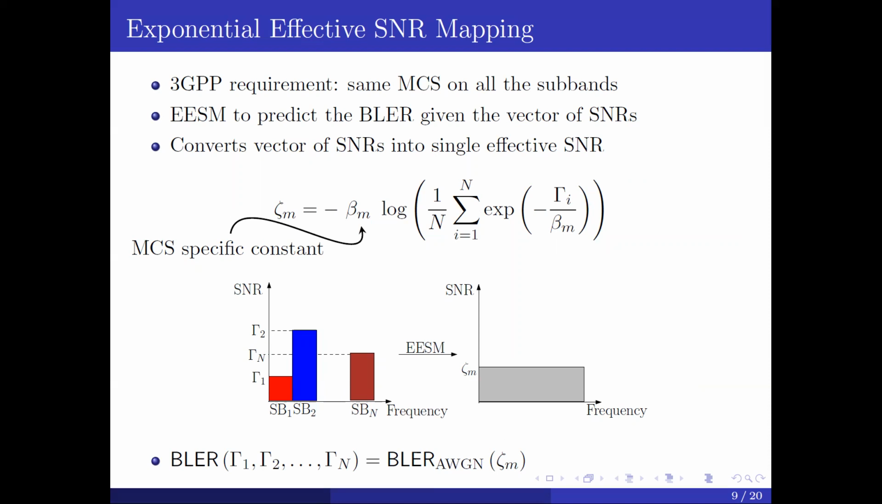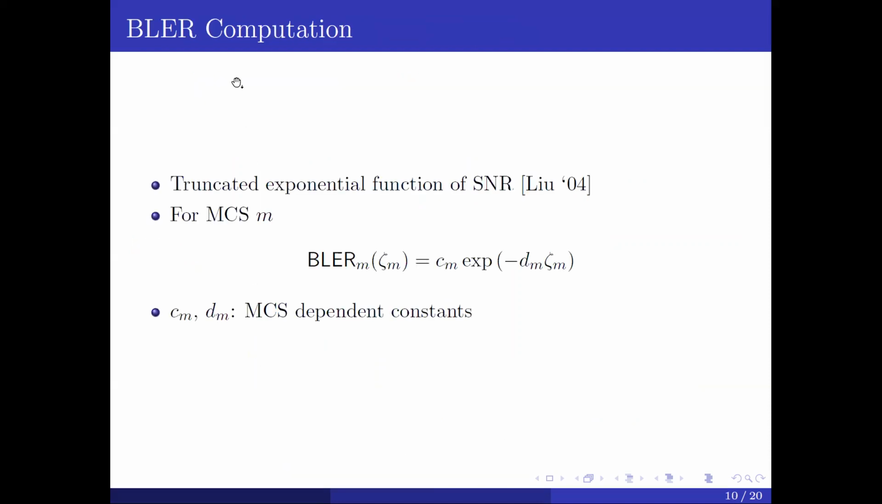Now, once we know the scalar value, how to compute the BLER? To compute the BLER, we use a truncated exponential function of SNR. It is given by this formula: BLER of MCS m is C_m times exponential of minus d_m times zeta_m. Zeta_m is the effective SNR, and C_m and d_m are MCS dependent constants. So we have converted the vector of SNRs into a single SNR and we saw how to compute the BLER.